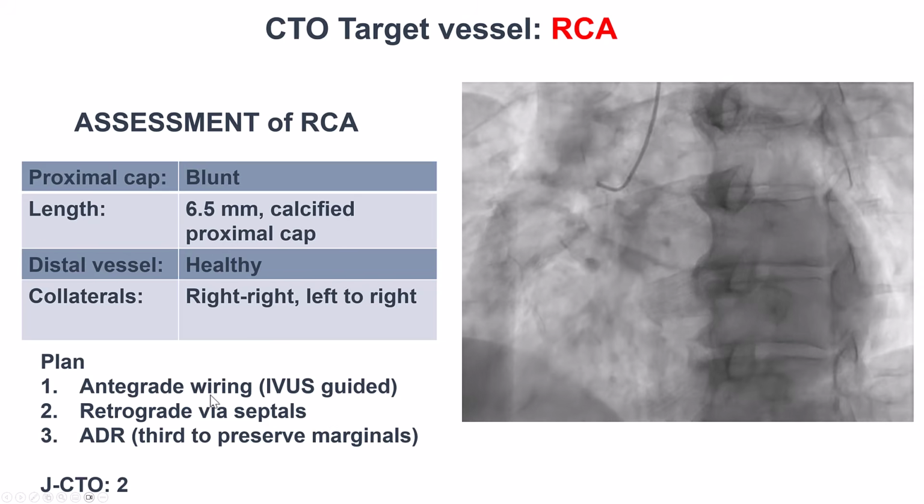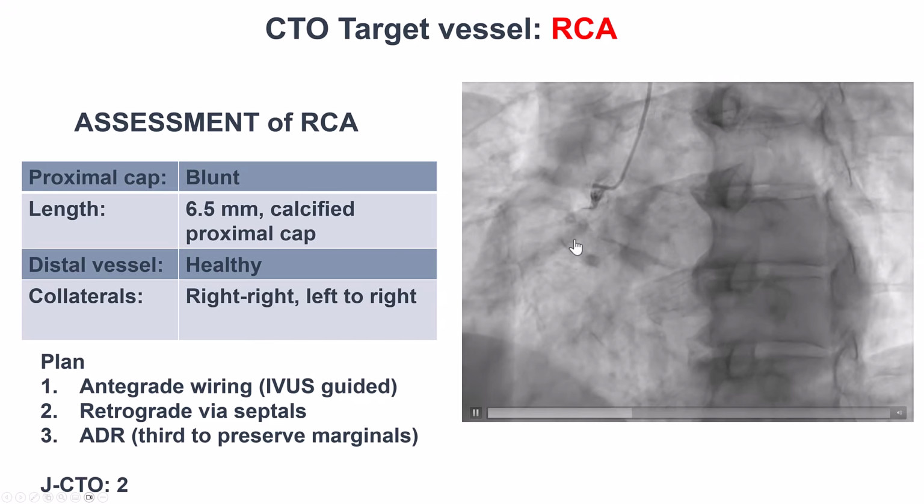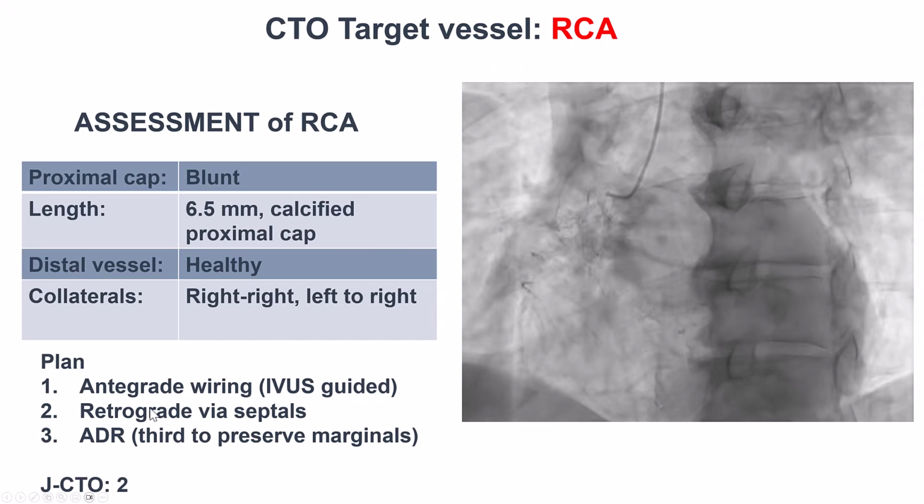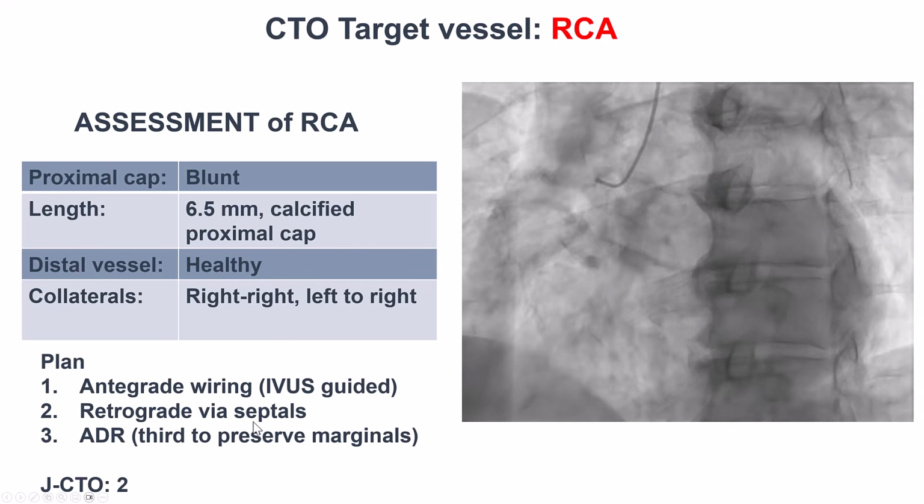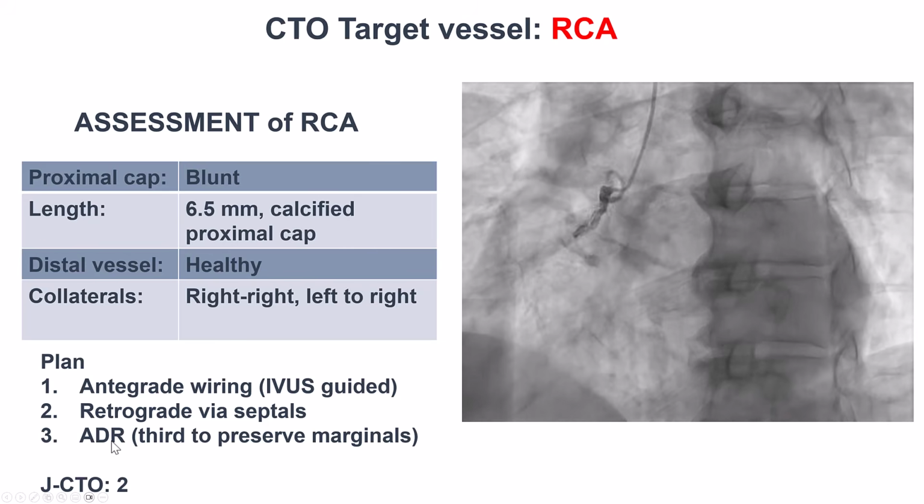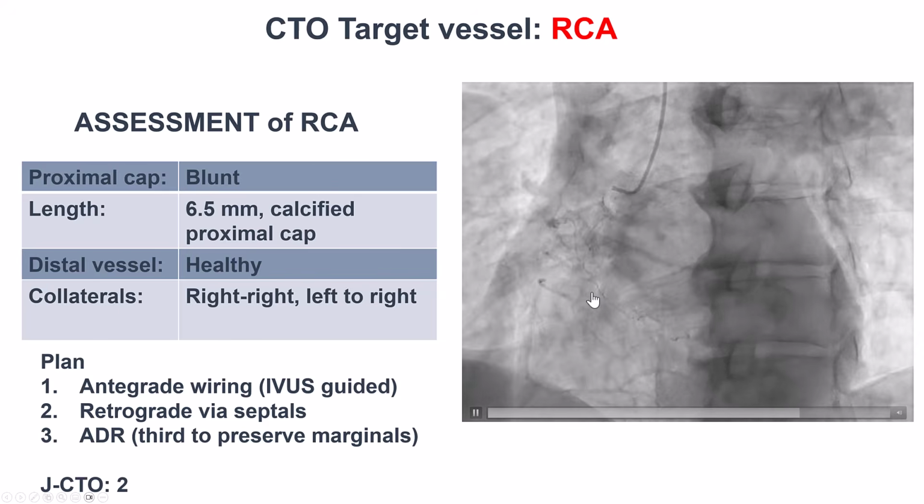So based on this, our plan was to first try maybe IVUS, since we had the side branch at the proximal cap, to see if it can help us wire antegrade. If not, attempt retrograde through septals, even though we didn't have good filling. And third, ADR, trying to minimize the occlusion of this acute marginal branch.